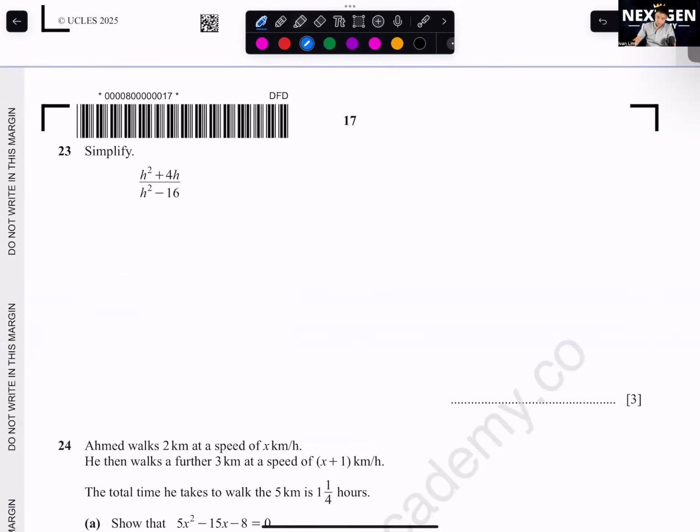Simplify h squared plus 4h over h squared minus 16. Let's look at the top one first. We will factorize: h times h plus 4. At the bottom is a squared minus b squared, so a plus b, a minus b. Then you cancel this and this. We will get h over h minus 4.